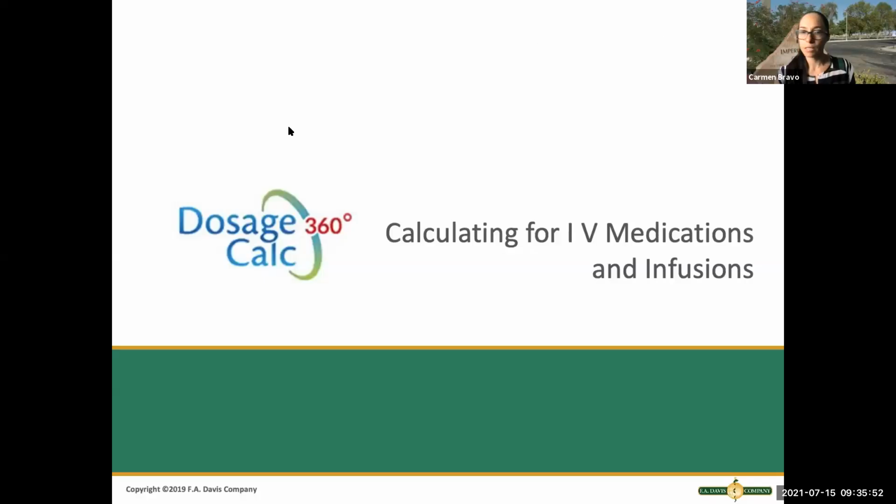All right, so this is chapter 13, and we continue with IV medications and parenteral infusions. This chapter is about calculating IV meds and infusions, and the whole purpose of this chapter is to give you an idea of the different IV medications that we give, and also how we put them in infusions as well.